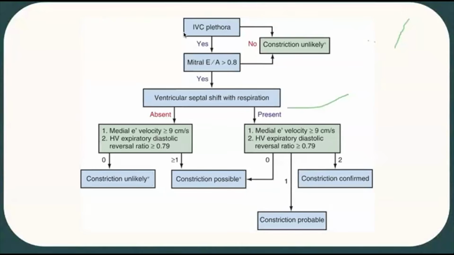So you start off having a plethoric IVC, not a very specific sign, but then you have to go to the mitral E over A being at least 0.8. If you don't have either of those, constriction is unlikely at this point. Then you have ventricular septal shift with respiration, as we talked about, plus another one of these echo signs of either annulus reversus or hepatic vein diastolic reversal with expiration. At that point, if you've got one or two of those signs, you can be pretty certain that you have constriction. Probable if it's just one, and it's confirmed if you've got both of those signs.